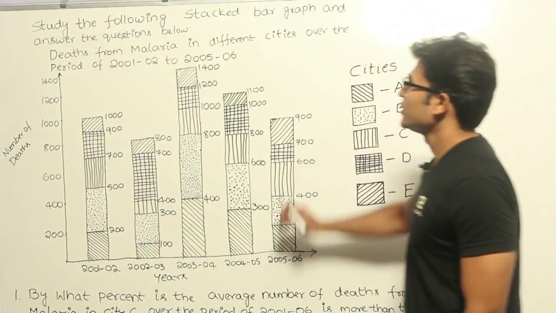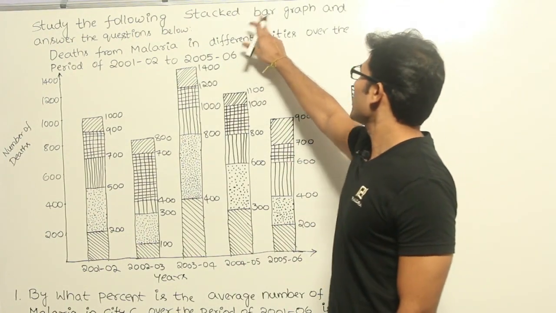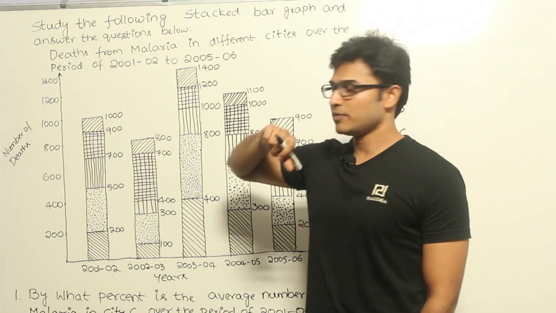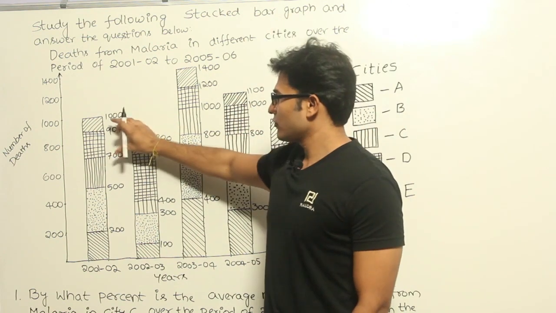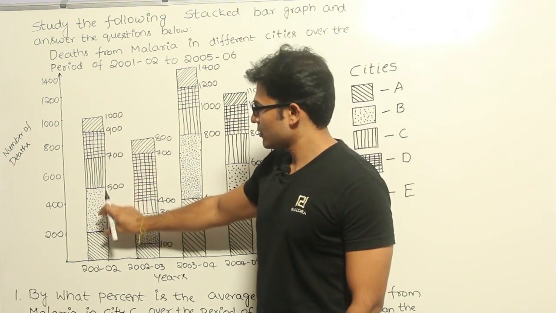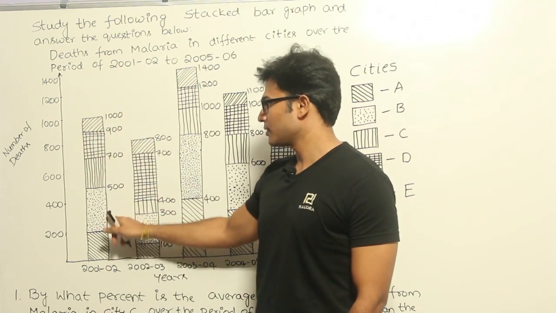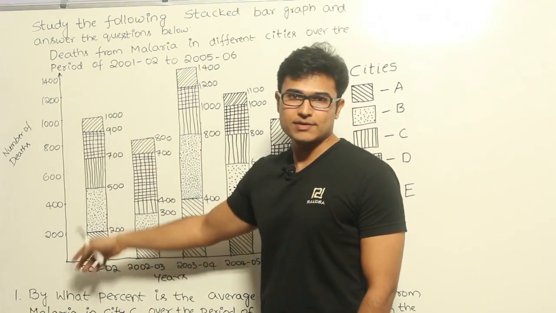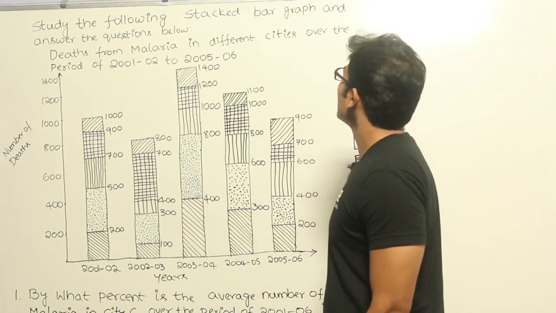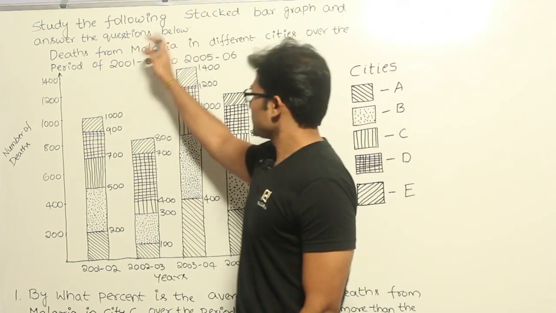Now let's see this question. Study the following stacked bar graph. Stacked bar graph means it is a bar graph, but then it is stacked one above the other. If you look at this, this is one part, this is another part, this is another part, like that. So this is called a stacked bar graph. Now, answer the questions below.